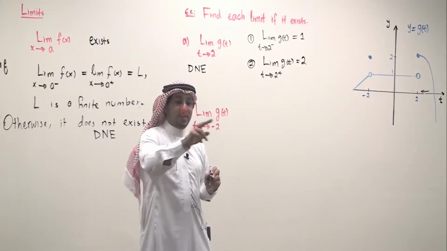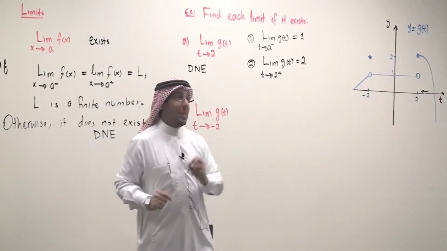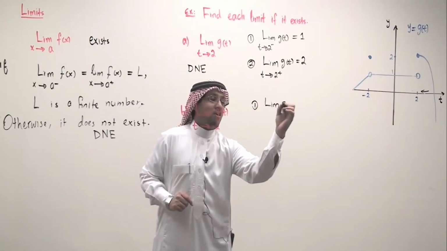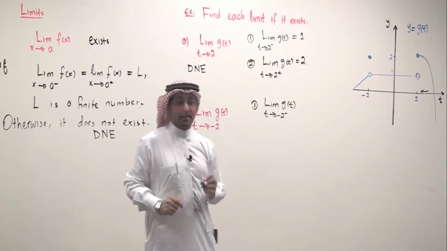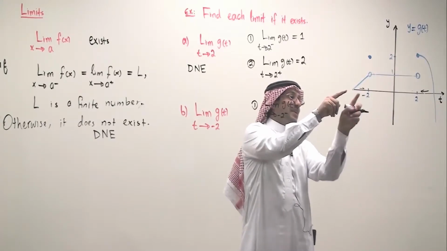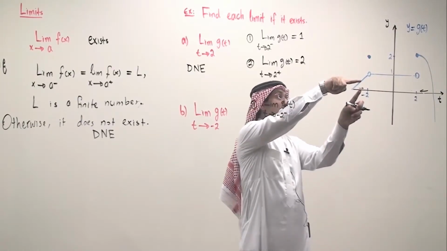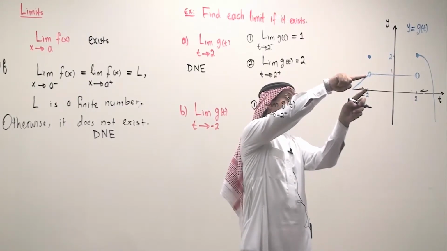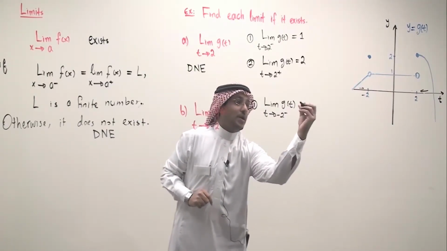Let's see the other. Let's see the limit of g of t as t approaches -2. Let's find first the limit of g of t as t approaches -2 from the left. When I approach -2 from the left side, here are the t values, and these are the g of t values. As I approach -2 from the left side, the y values are getting closer and closer to 1. So this is 1.